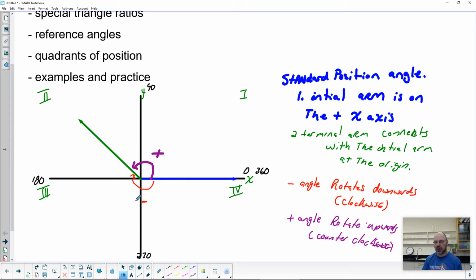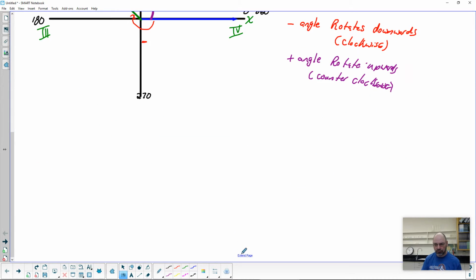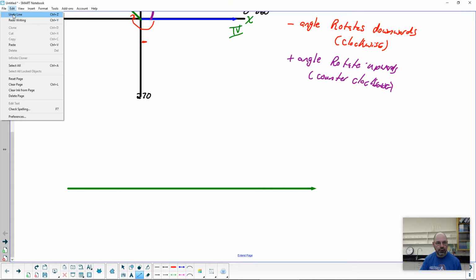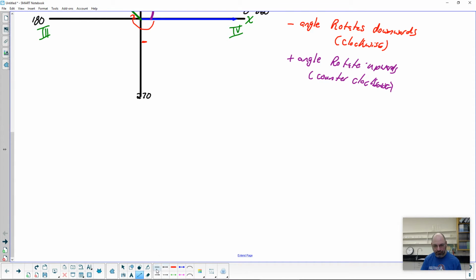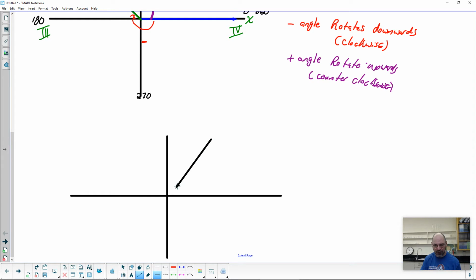To have angles that rotate more than one circle degree. Okay, so angles that are not in standard position. If I just drew another set here, let's go with just a plain old one here. There we go. So, if you have something like this, let's get some angles here. Like if you have an angle that looks like this, that's not in standard position.